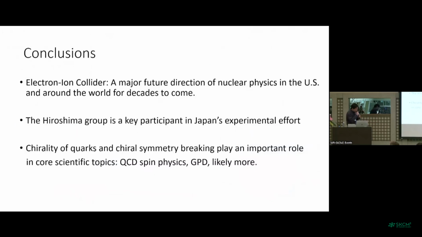So that's pretty much it. Let me conclude. The electron-ion collider is a major future direction of nuclear physics in the US and around the world for decades to come. The Hiroshima group is a key participant in Japan's experimental efforts, and I want to emphasize that. Finally, in connection to this initiative, the chirality of quarks and chiral symmetry breaking play an important role in core scientific topics at the electron-ion collider. Examples include QCD spin physics and the GPDs, but I would expect there will be more connections to be explored in the future.